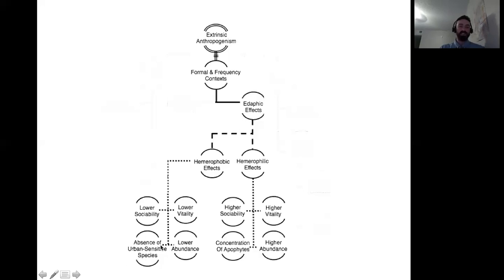Note the absence of urban sensitive species as an example of a hemerophobic effect. Its opposite are those full obligate synanthropes I mentioned earlier, or a concentration of apophytes.